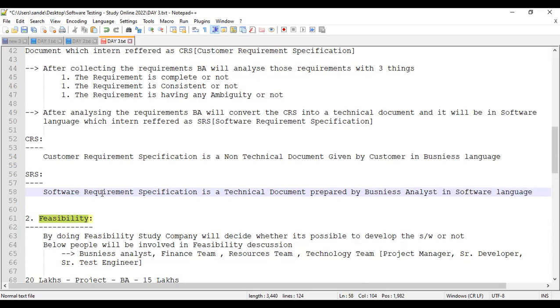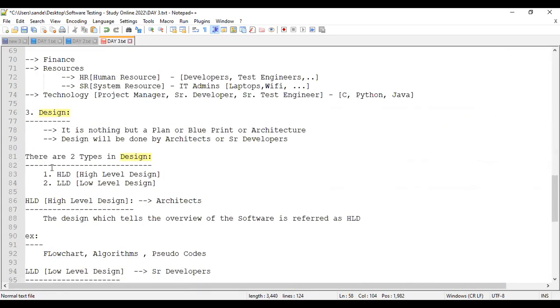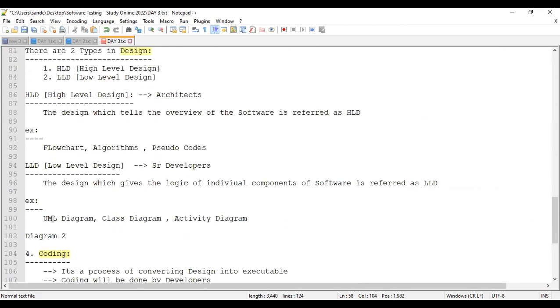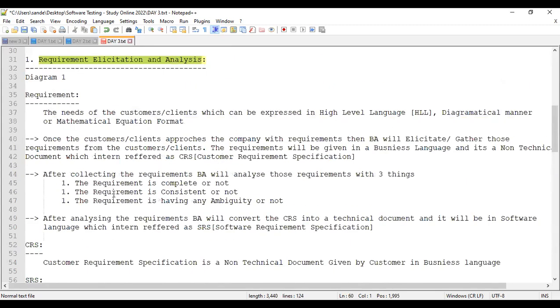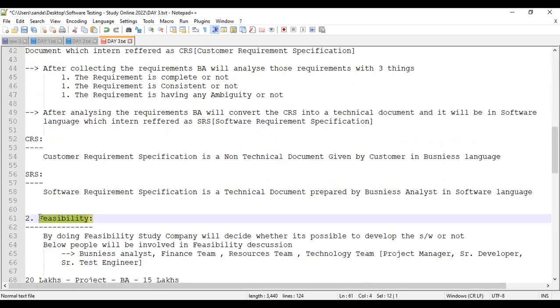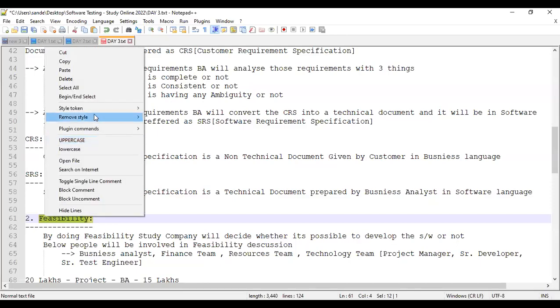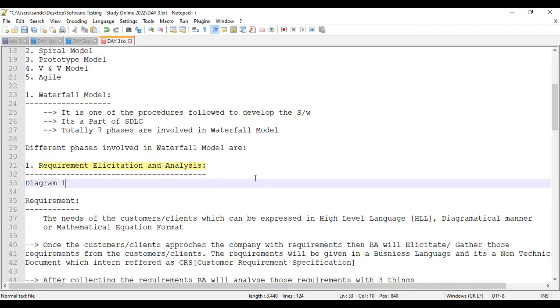Now tell me, how many of them are able to understand? Yes, sir. We're able to understand the first phase, second phase, third phase, fourth phase, sir. So here the first phase happens to be feasibility, then design, coding. Next, requirement elicitation and analysis. Please do respond. How many of them are able to understand? Yes or no? That's it.